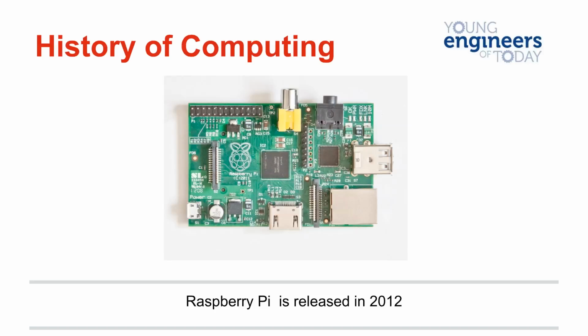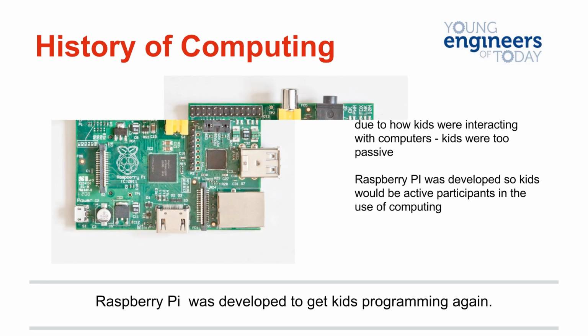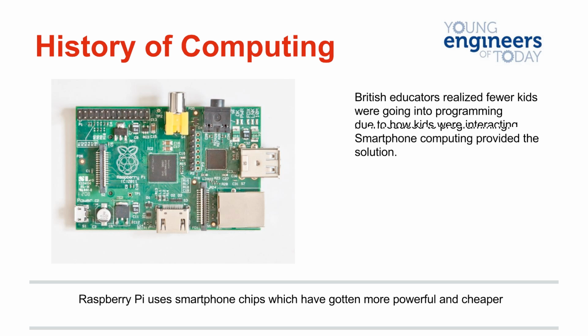We talked about technology getting smaller. The main reason we were able to use a Raspberry Pi, a microcomputer, is that this center chip is an ARM chip, which is used in smartphones. The processing capability has gotten so small that we're able to use things like this, a $35, $40 computer. The reason it was created is that British educators realized fewer kids were going into programming due to how kids were interacting with computers.